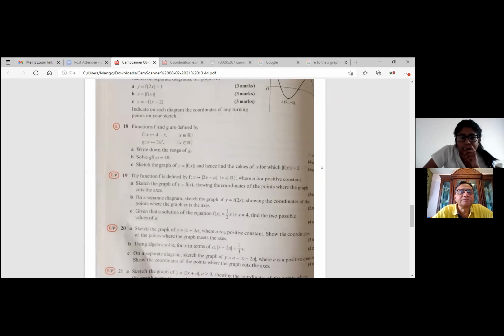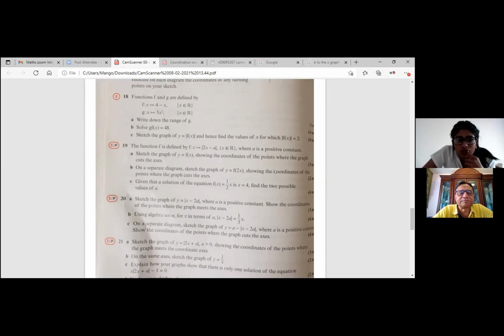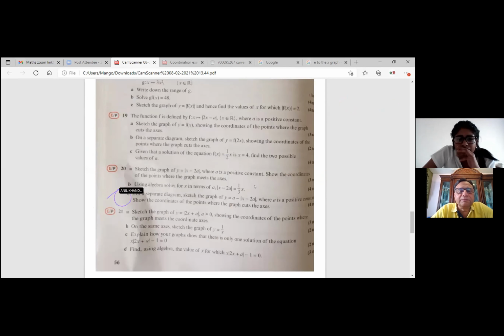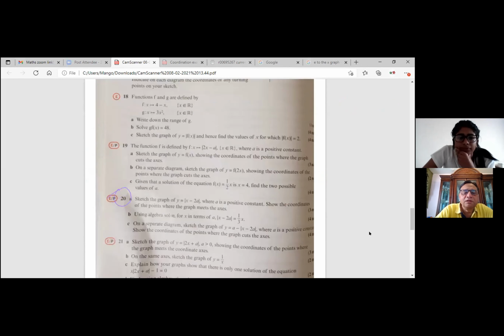There are some random ones here. I think absolute functions also are very typical questions. We can take up one of them. This involves, I think, a fraction also, 1 over 3x I'm seeing here. So that might be slightly more difficult than the other one. So can you please read this and let's try to understand this?